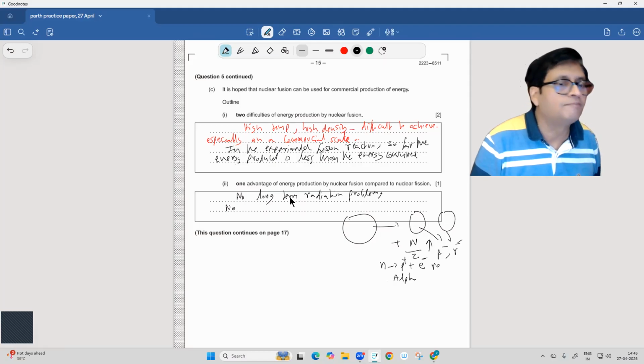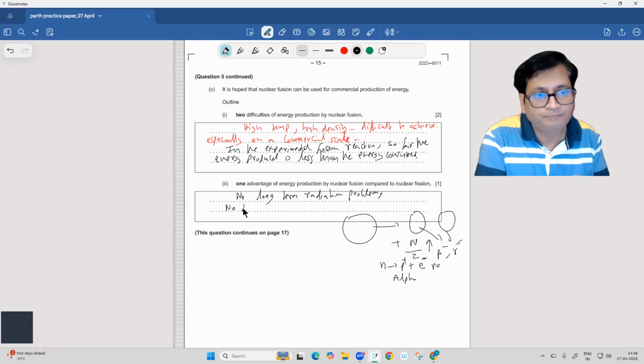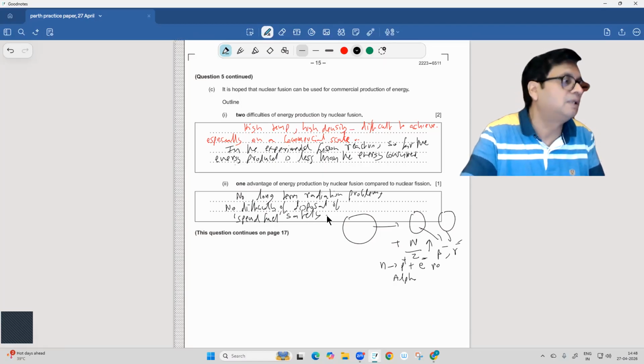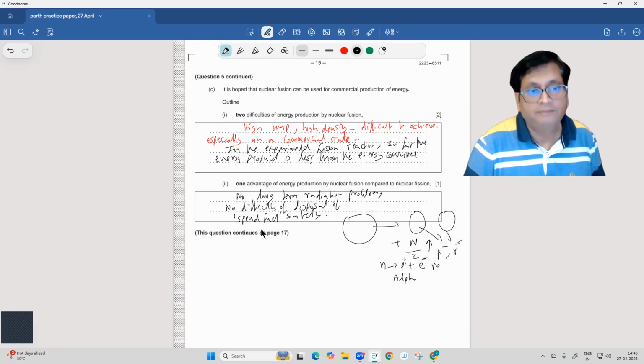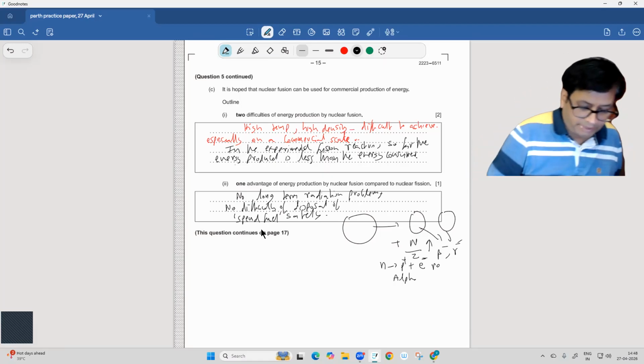This problem is not there in fusion. No difficulty of disposal of spent fuel safely. These are the major attractions of fusion.